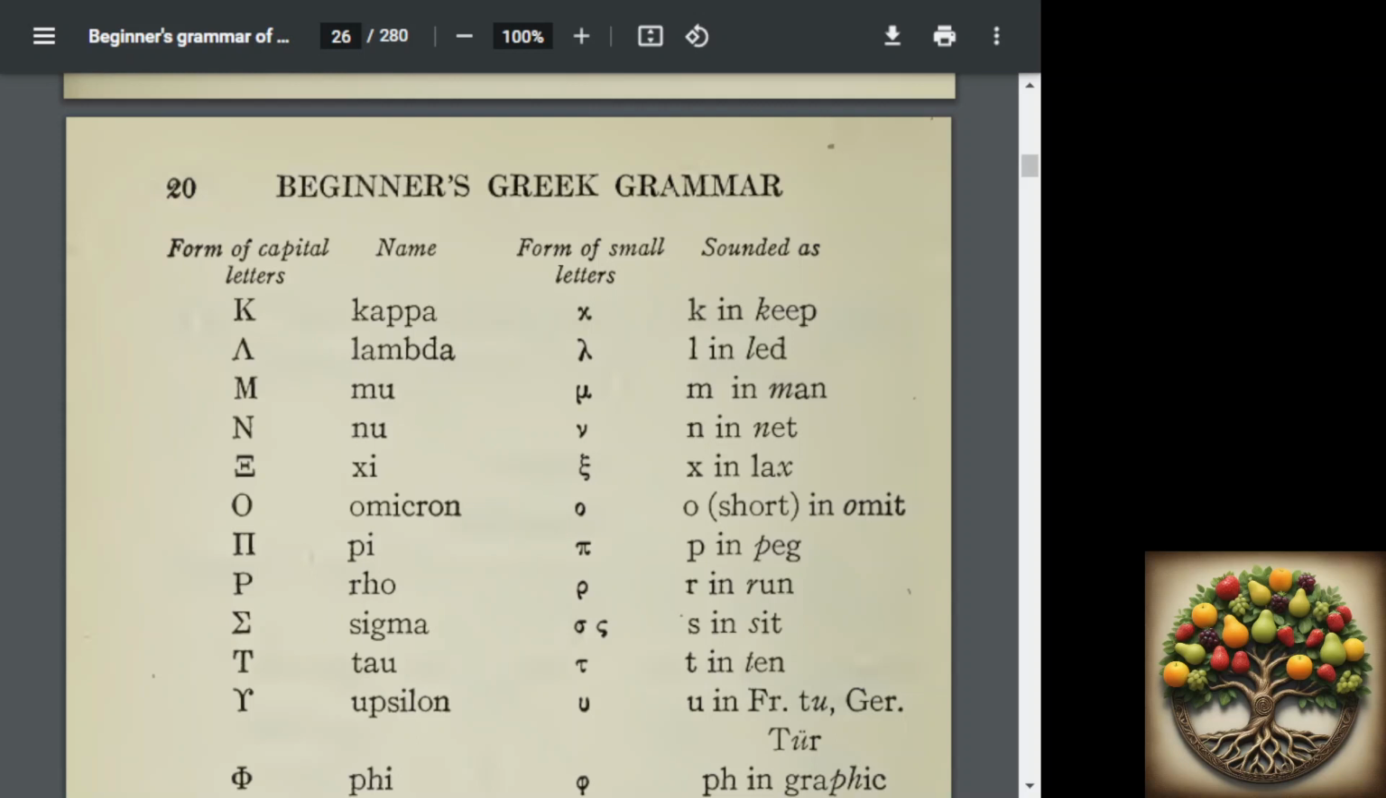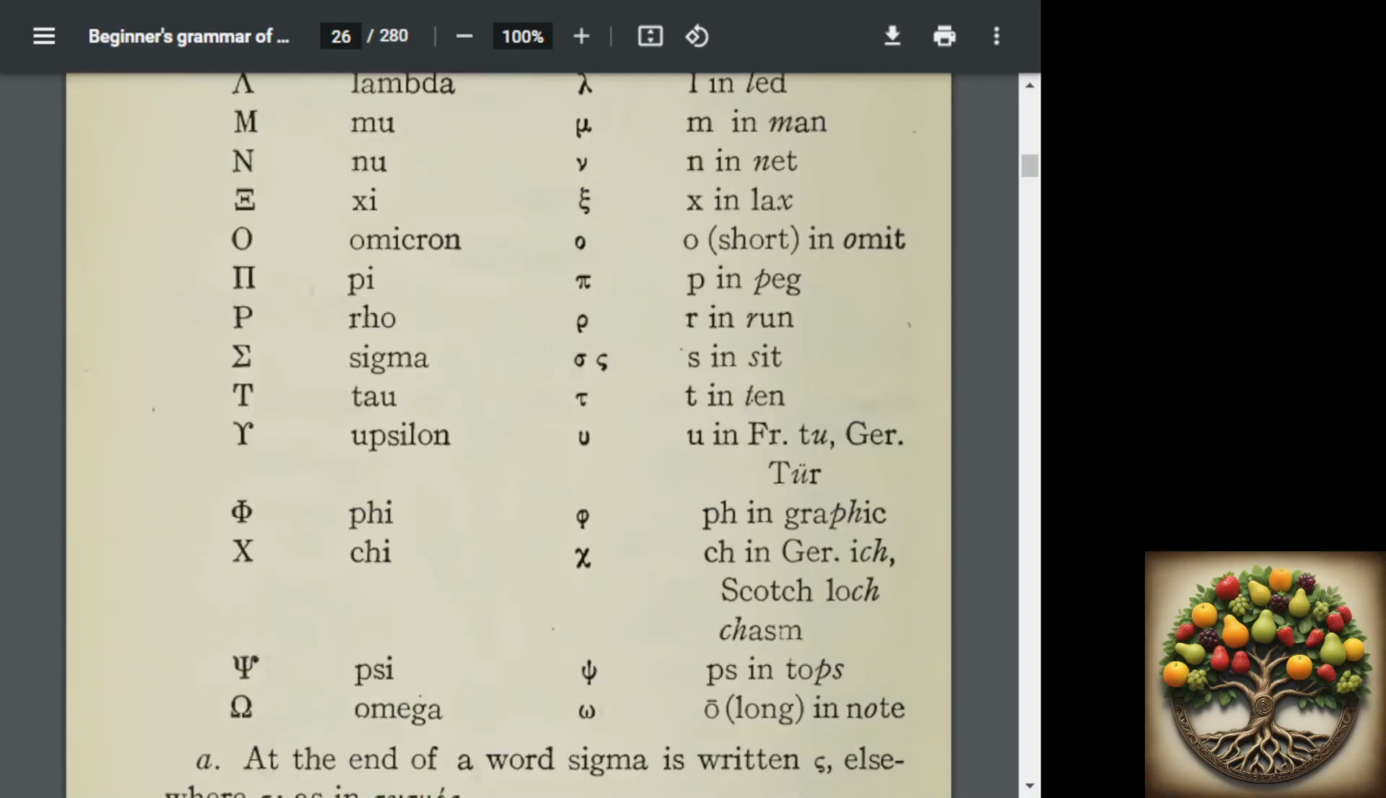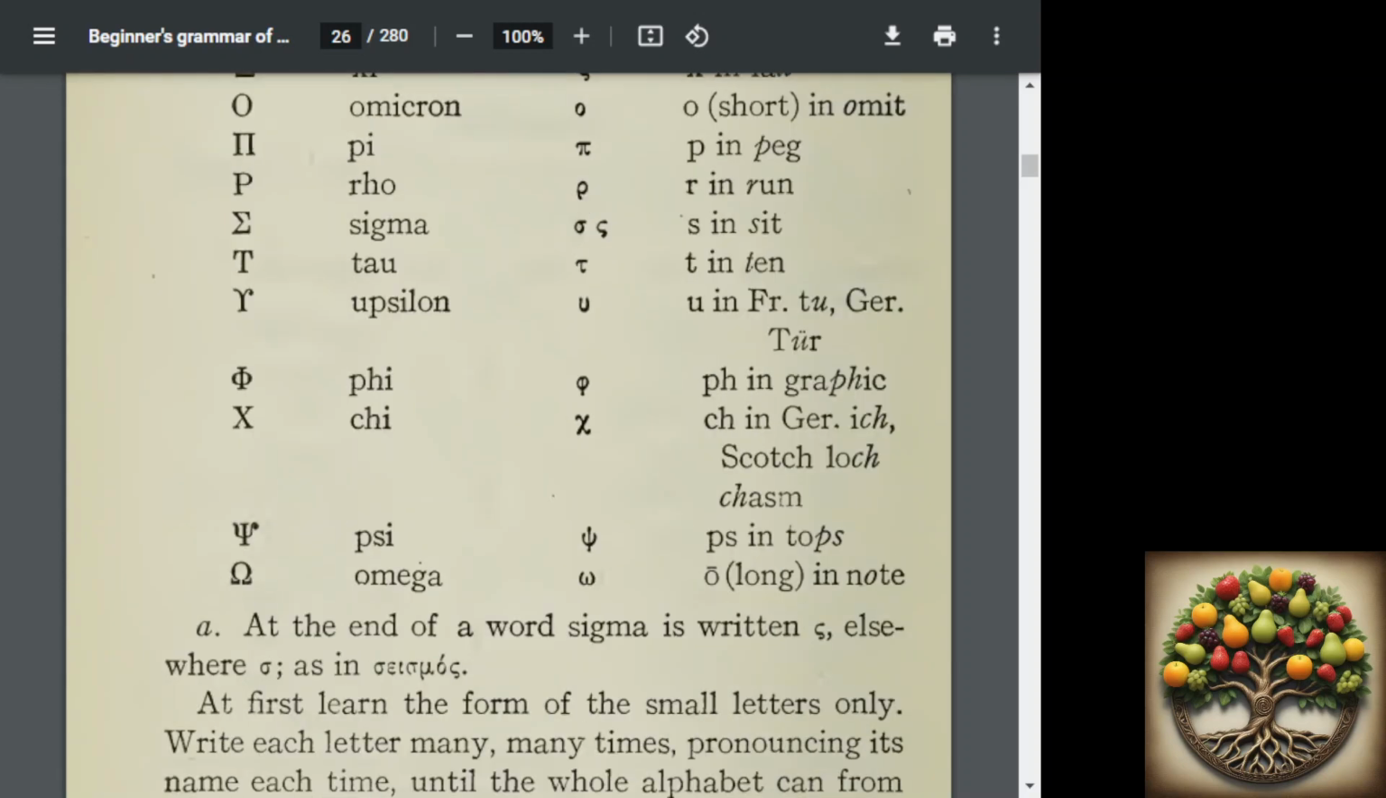After kappa, we have lambda, mu, nu, xi, omicron, pi, rho, sigma, and we'll go over why there's two of them here. We then have tau, upsilon, phi, chi, psi, omega.